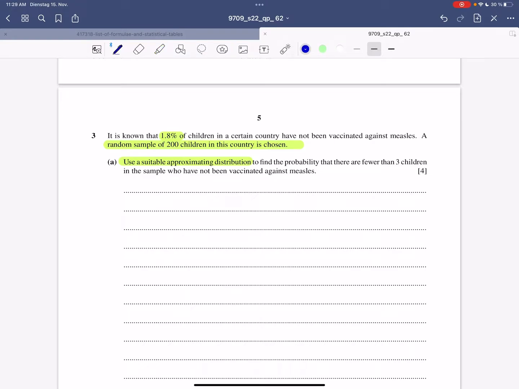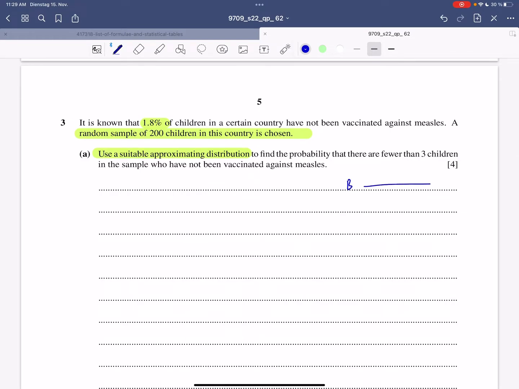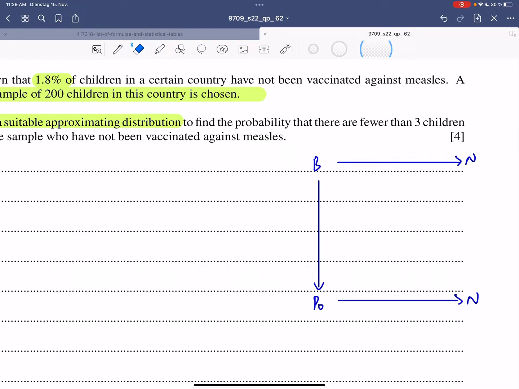So every time you do approximating distribution, I will do a simple diagram first. So we have binomial to normal, we also have binomial to Poisson, and we also have Poisson to normal. Each of these has its own criteria that should be fulfilled. For binomial to normal, you have to fulfill these two conditions: np more than 5, nq more than 5. For binomial to Poisson, the np must be less than 5, and the n must be more than 50. And for Poisson to normal, the lambda must be more than 15.